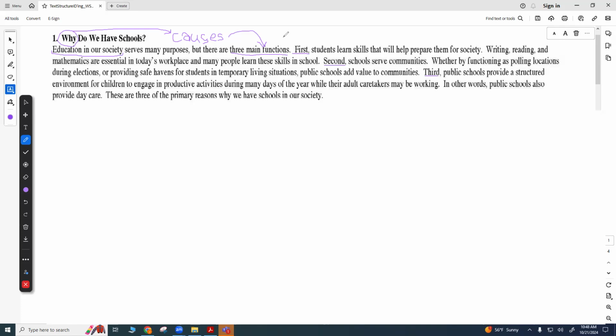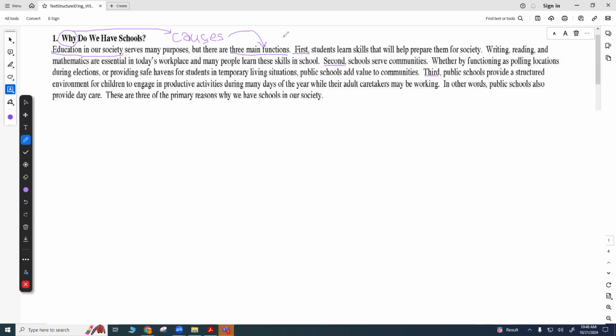All right. Second effect of schools: schools serve communities, right? So the second societal effect, and here when they talk about serving functions or serving purposes, we could definitely say these are positive effects that we're focusing on in this paragraph as well. So is it a problem that they're fixing, or is it just something that positively benefits society? But I don't see any solutions. So it's not problem solution.